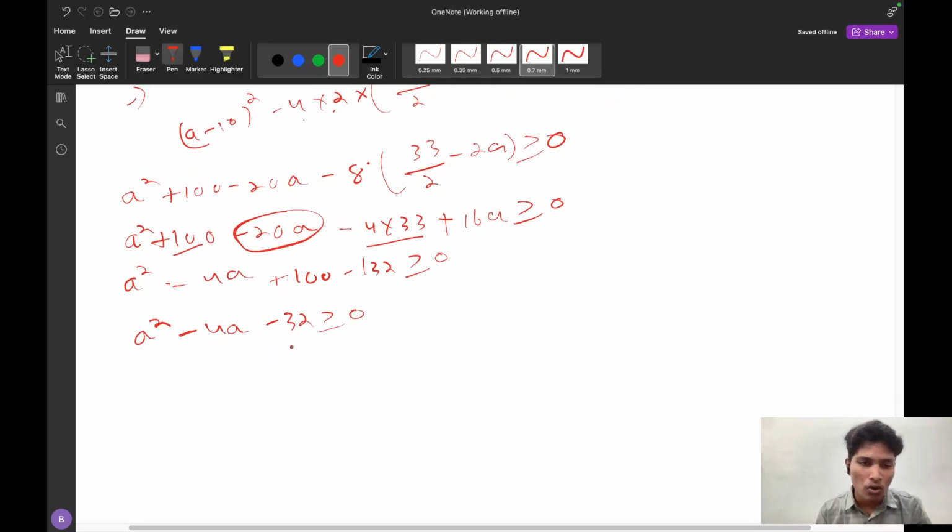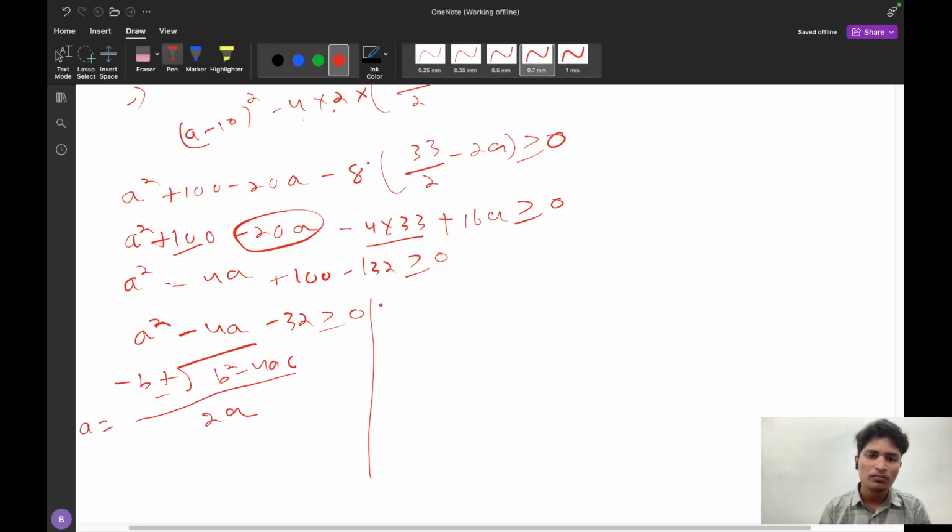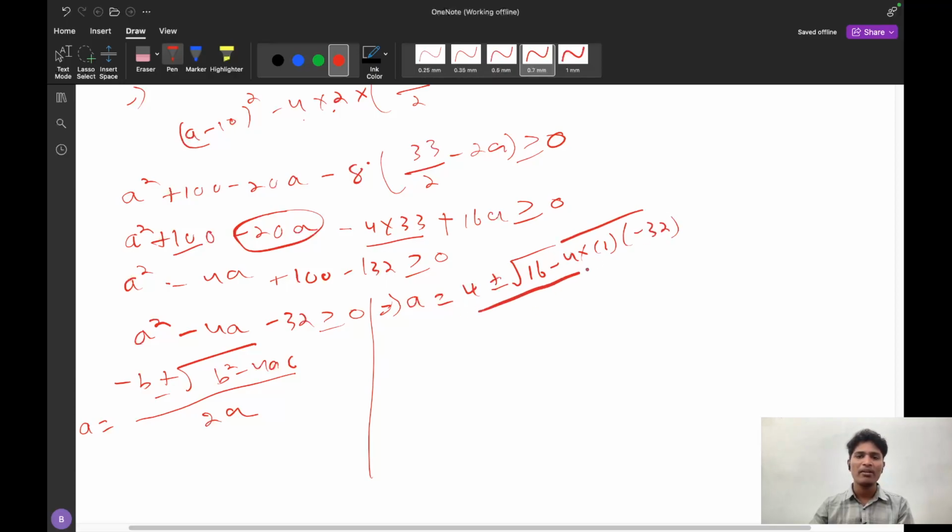Yes. So now you have to understand. I have to find the value of a. So a equal to minus b plus or minus root of b square minus 4ac, divided by 2a. Yes. So a equal to, what is minus b? Minus b is the coefficient of a here. So minus of minus 4 is 4, plus or minus root of, what is b square minus 4ac? b square is minus 4 whole square, that is 16, minus 4 into a is 1 and c is minus 32. Yes, divided by 2 into a.